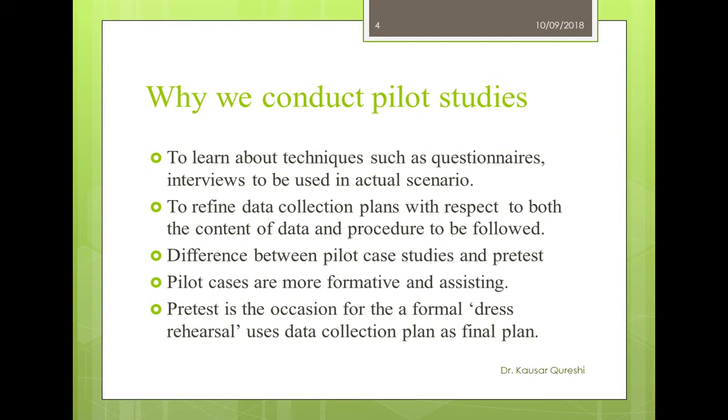To understand the difference between a pilot case study and a pre-test, we can say that a pilot case is more formative. It is more about assisting you to develop relevant lines of question, possibly even providing some conceptual clarifications for the research design as well. In contrast, a pre-test is the occasion for the formal dress rehearsal, in which the data collection plan is used as the final plan as faithfully as possible.